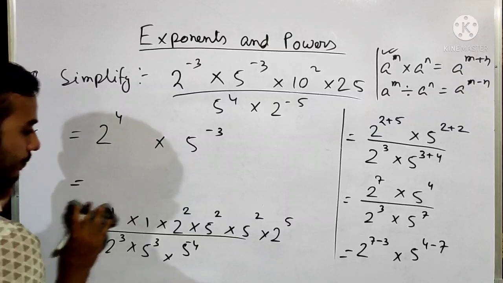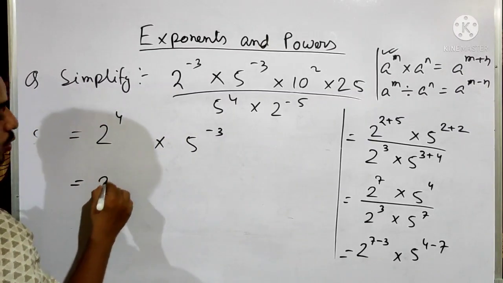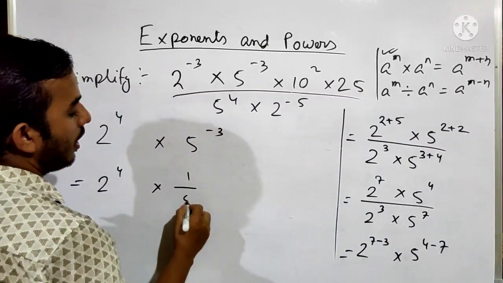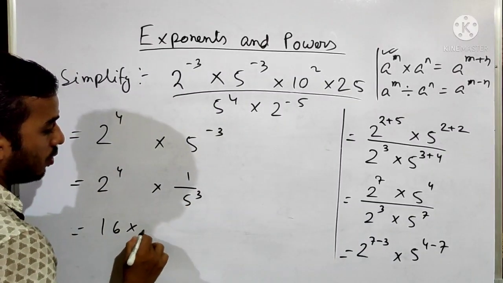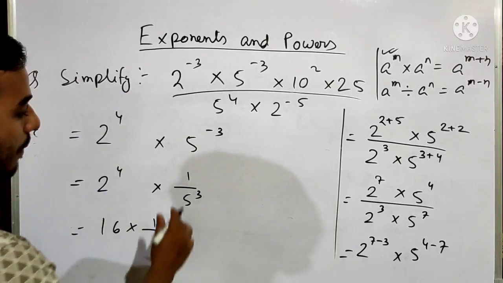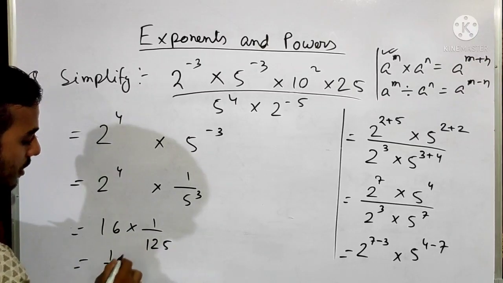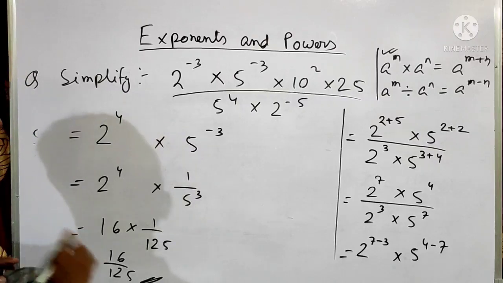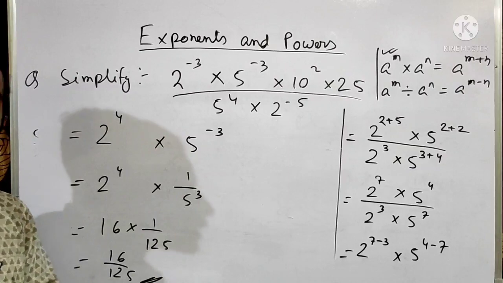So now look, 2 power 4 into 5 power minus 3, a power minus n can be written as 1 by a power n. So 2 power 4 is how much? 16, into 1 by 5 to the power 3, which means what? 125, isn't it? So it is 16 by 125. Clear? So this is the simplest form. Now we can't simplify it further. Clear?